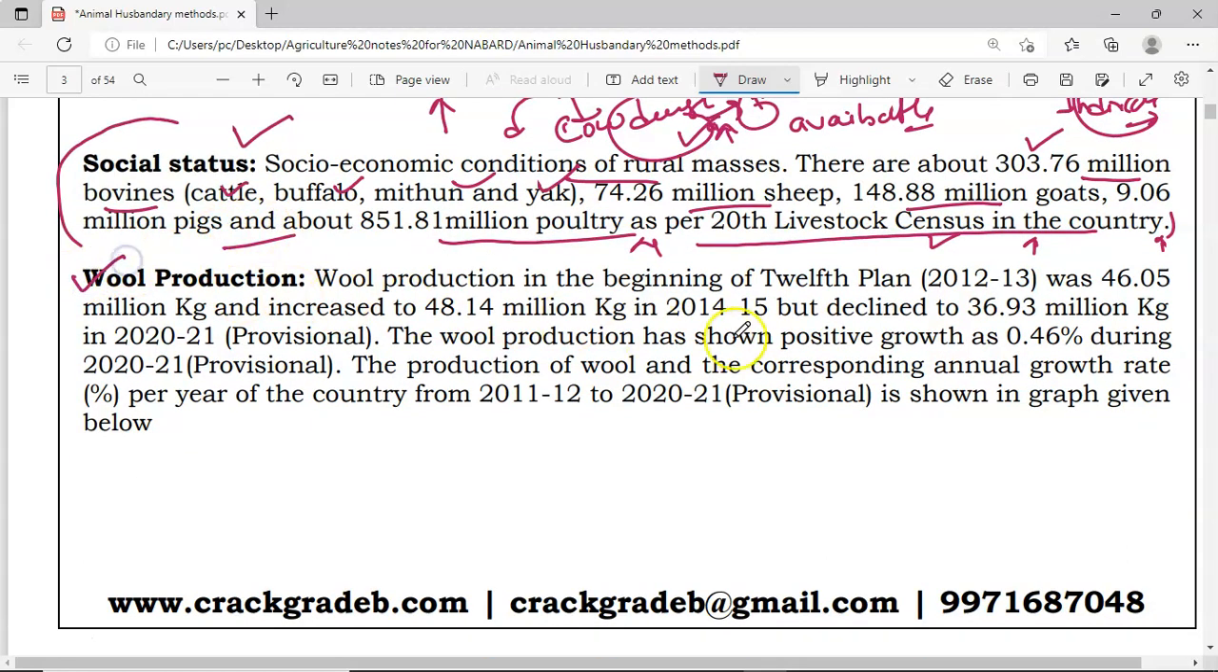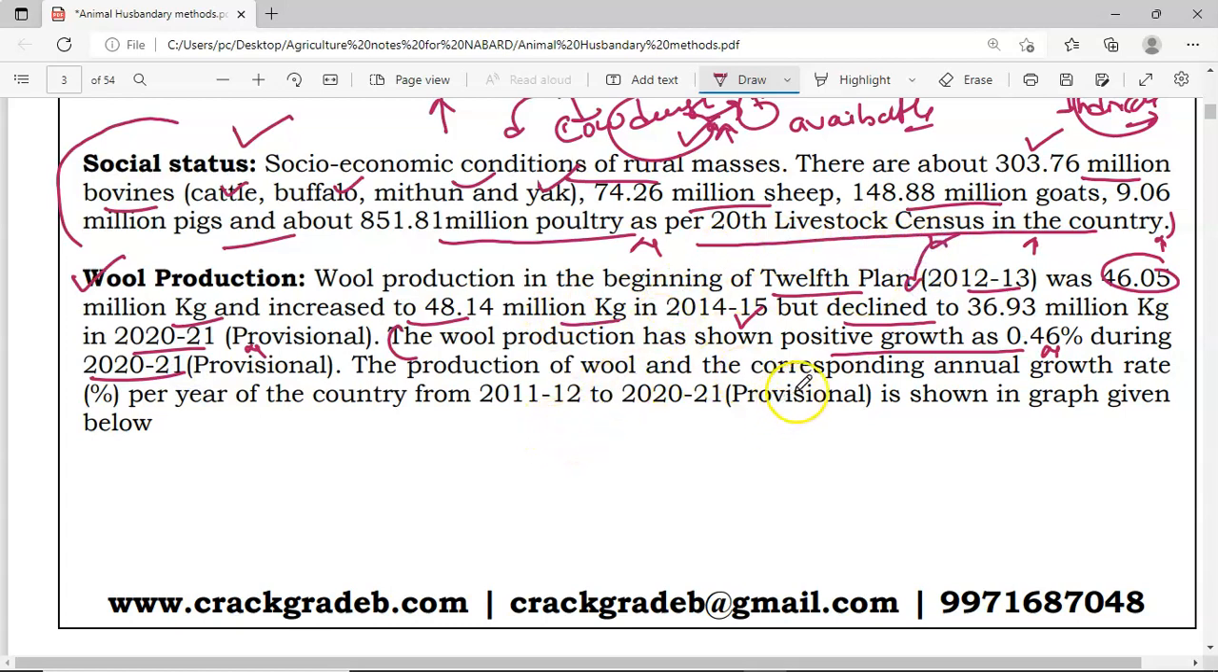What about wool production? According to the 12th Plan, in 2012-13 it was 46.05 million kg and it increased to 48.14 million kg in 2014-15. But remember this point, it declined to 36.93 million kg in 2021-22. The wool production showed a positive growth of 0.46% during 2020-21. But this data shows that there was a reduction in wool production in our country.